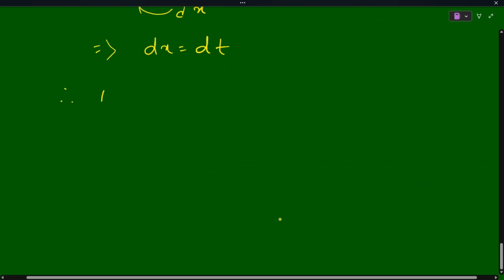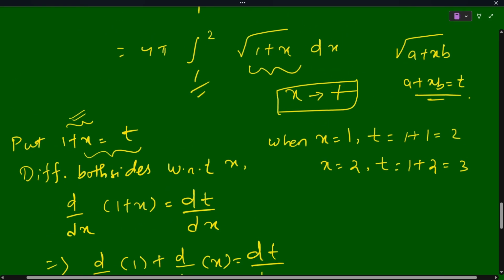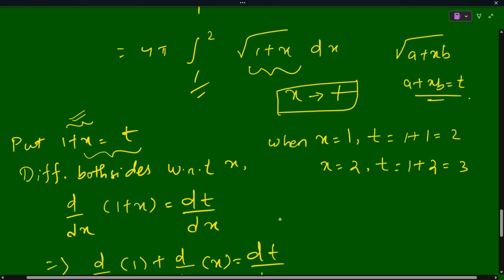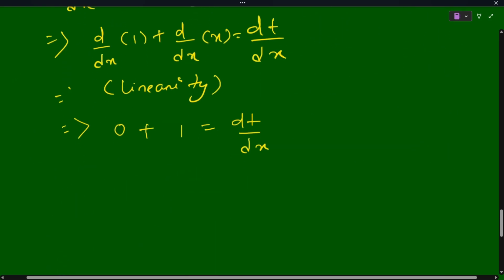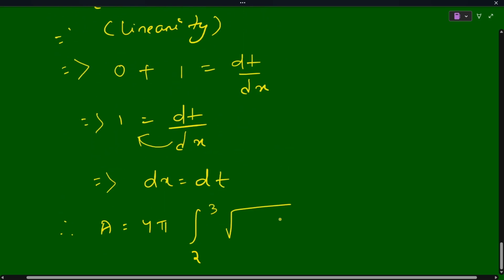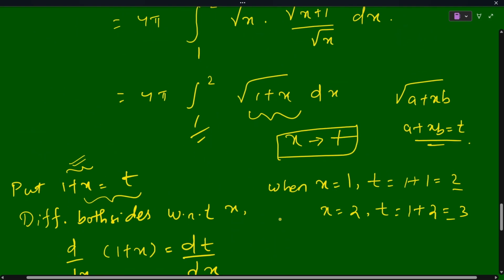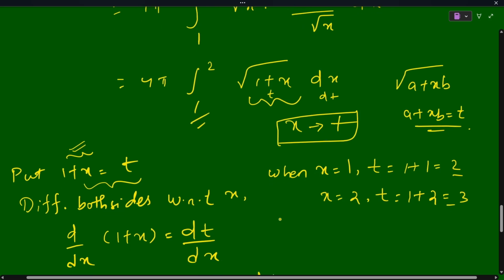Now let's put all the substitutions there. Then A equals 4 pi integration. So the integration limits are for t. So t is from 2 to 3. So I'm writing 2 to 3. Then root over 1 plus x, which is t, and dx is dt.